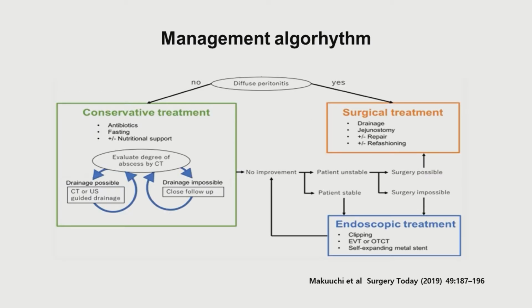So, if patient did not complain diffuse peritonitis, conservative treatment could be done and CT was useful to evaluate or follow the degree of abscess. CT or ultrasound guided drainage should be considered to check the drainable abscess. When conservative treatment fails, endoscopic treatment could be considered in stable patients. However, surgical treatment could be considered in unstable patients or diffuse peritonitis sign.